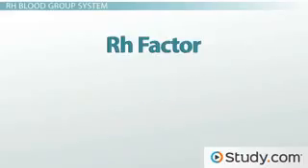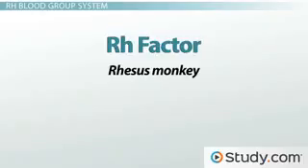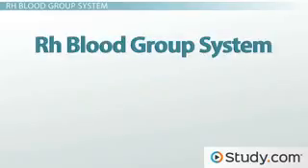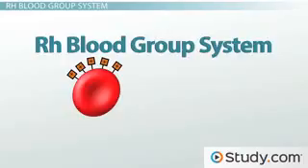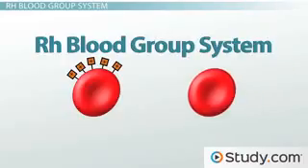The Rh factor is named after the rhesus monkey, which is the animal where it was first identified. Now, the Rh factor is important when we learn about the Rh blood group system. The Rh blood group system is a classification system for blood that depends on the presence or absence of the Rh antigen or factor on your red blood cells. In other words, you were either born with the Rh factor on your red blood cells, like most people, or you were born without them, which is more rare but significant as we will learn in this lesson.